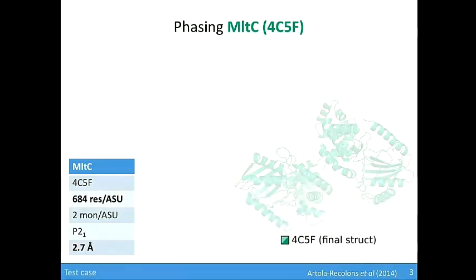This scenario is shown here in this structure, LMTC. The initial data set that we had when we were phasing the structure diffracted to 2.7 angstrom. It has a P1 space group, 2 monomers in the asymmetric unit. This dimer is composed of 684 residues. So if you look here, this is the final structure. Right now, the PDB code has a higher resolution data set, but this was the one that we used to solve. This monomer is composed of 2 domains.